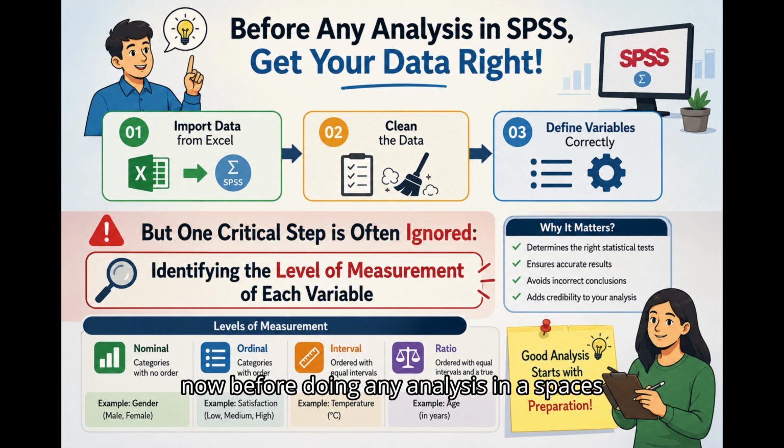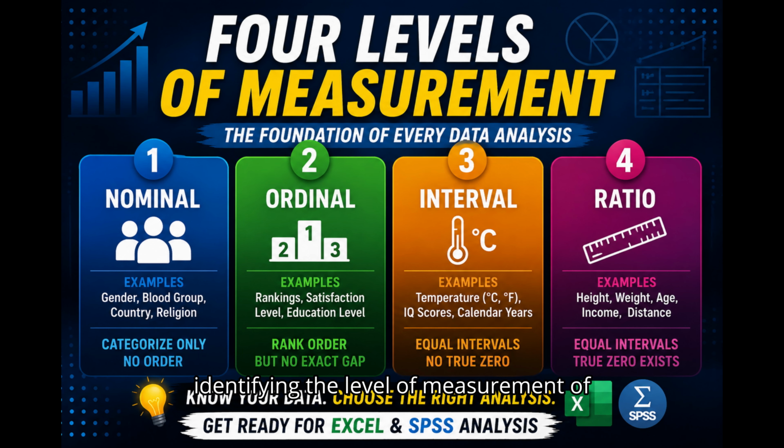Now, before doing any analysis in SPSS, we import data from Excel, fill in the data, and define variables correctly. But one critical step is often ignored: identifying the level of measurement of each variable, because SPSS treats data differently based on whether it is nominal, ordinal, interval, or ratio. If we don't define this correctly, our results can be misleading. Now, let us briefly discuss the four levels of measurement.